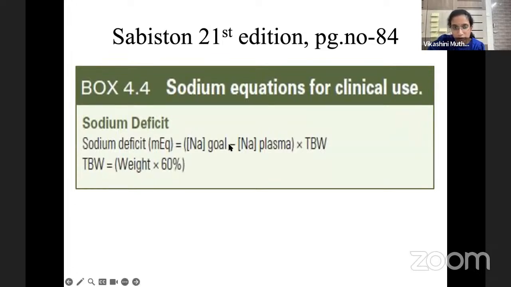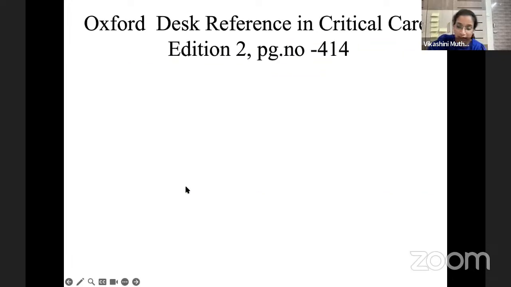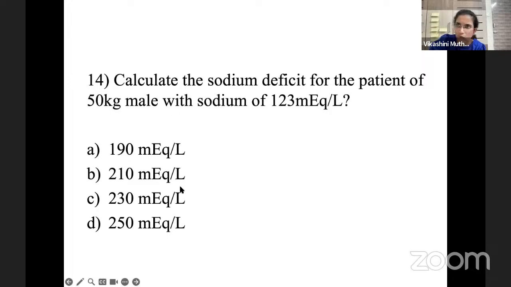135, you can take the low normal. So 135 minus 123 is 12. And what is 60% of 50? It's 30, isn't it? So 12 into 30 comes around 360, right? See, you don't get the answer. 360 is nowhere near any of these options.